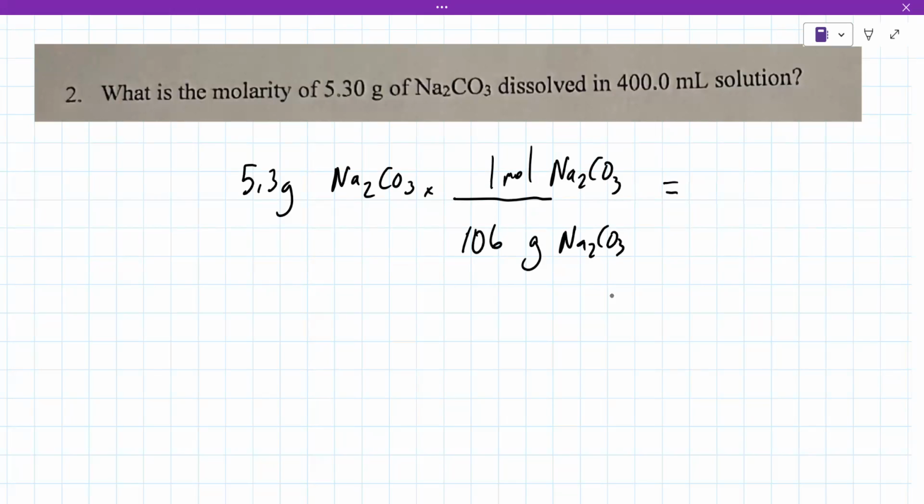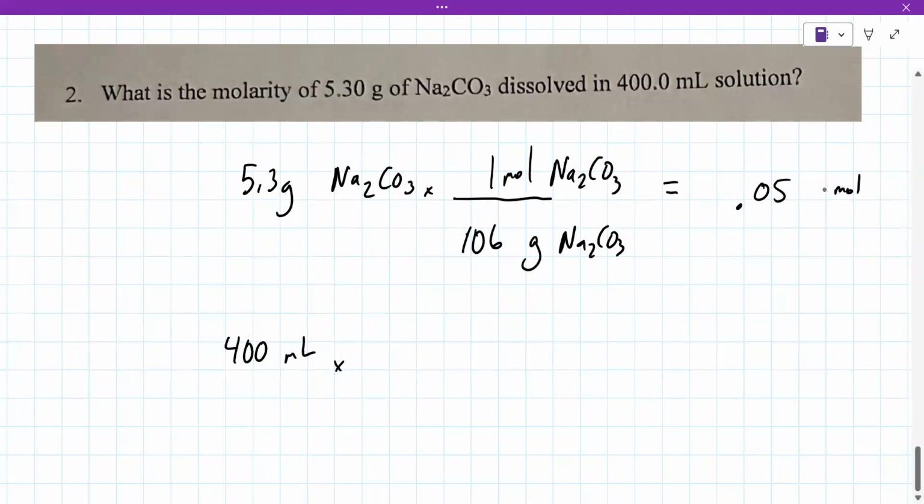5.3 divided by 106. 0.05. Okay, give me a couple more decimal places. Oh, it's only showing 5. Okay, let me double check this then. Okay, yeah, sorry, I guess it is. That's 0.05. Okay, so that's moles, and then you need liters.